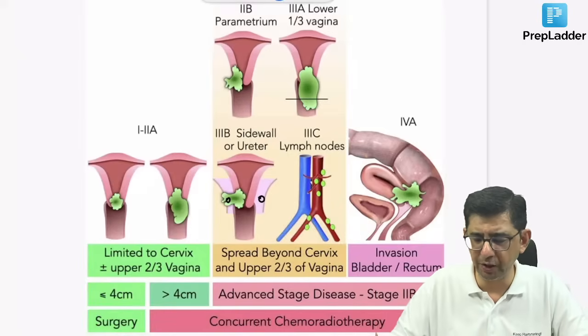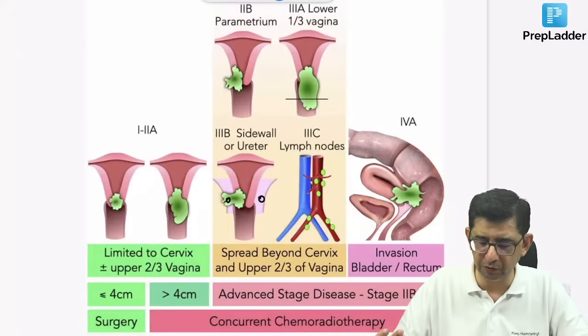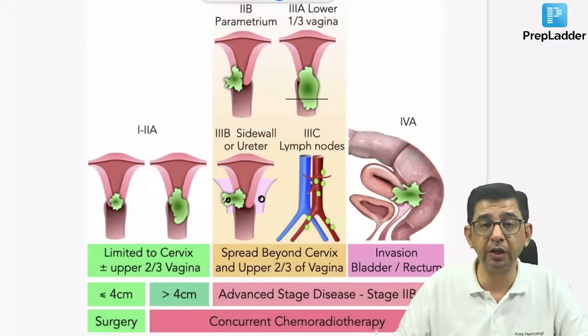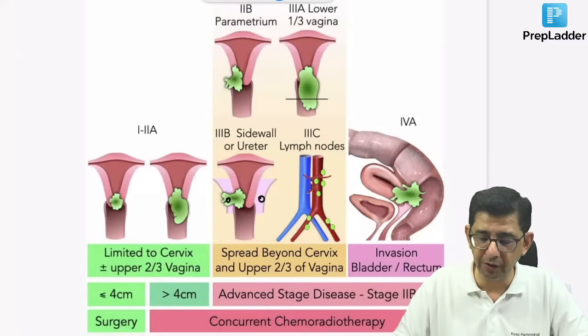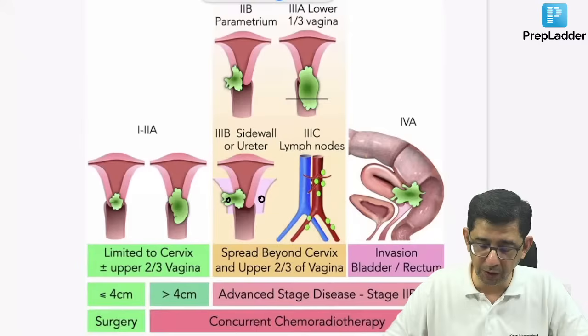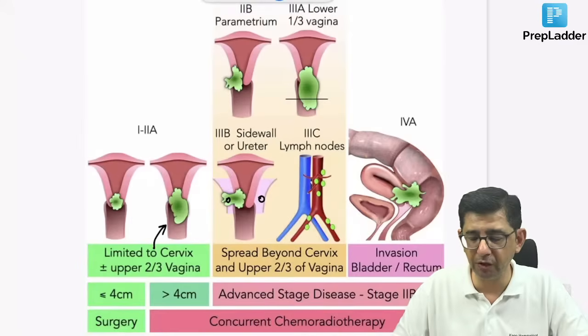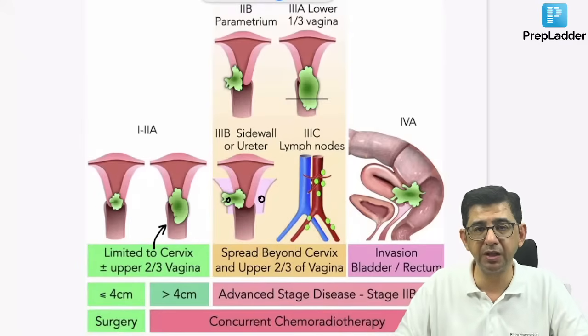So we just have to get used to involvement of the upper one third of the vagina, upper two third of the vagina, and lower one third of the vagina. Those are two separate things that are usually written. So if we say upper two third of the vagina, then it is stage 2A. If it is lower one third of the vagina, it becomes a stage 3A. And for 3B, it is the ureter that is involved.